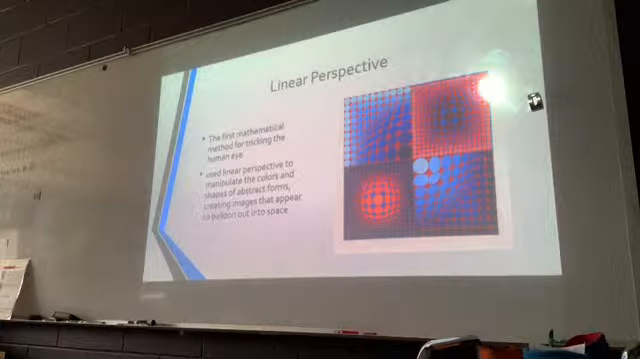Okay, so the linear perspective is the first mathematical method for tricking the human eye. What's this trick? The linear perspective is used to manipulate the colors and shapes of abstract forms, creating images that appear to balloon out of space. So these don't move. These just look like there's a balloon or a ball behind this pattern, and it deforms that pattern a little bit. Oh, I see it. Okay. That's so cool.